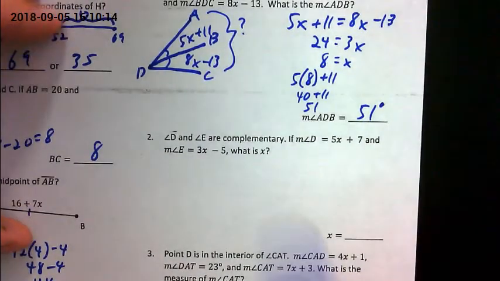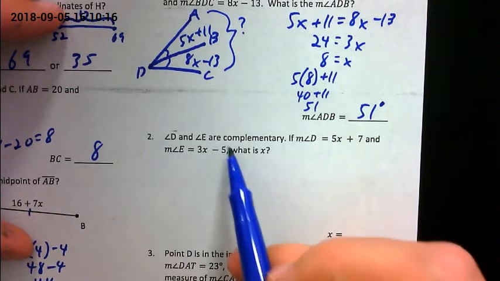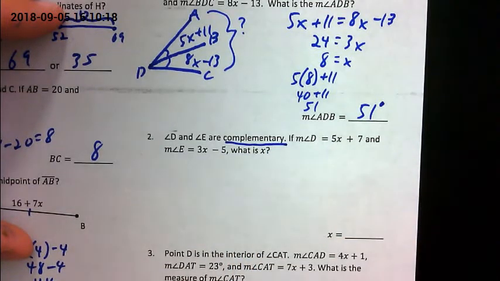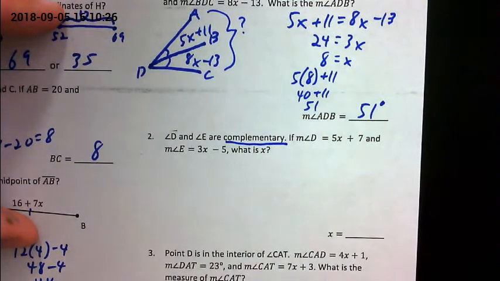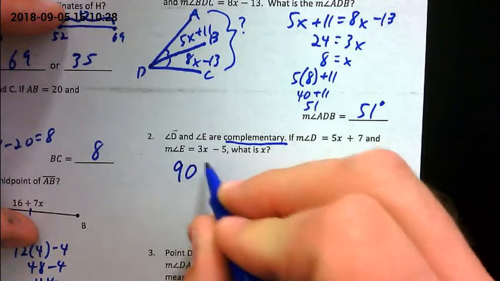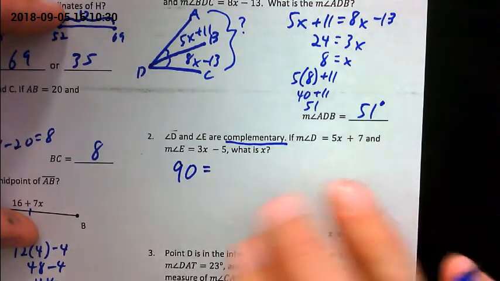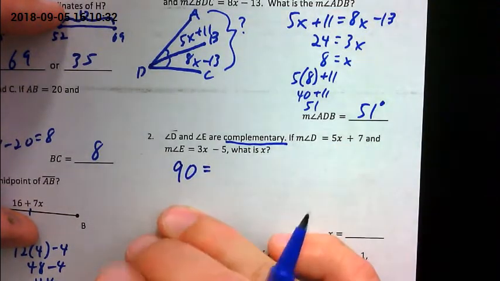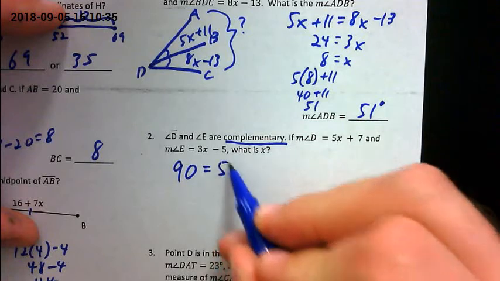On number 2, the key word here is complementary. What's complementary mean? Add up to 90. Now, you could draw a picture here if you want to, but really, you don't have to do a picture for this one. You know these two are complementary. They add up to 90. So, 90 equals these two values added together. It doesn't matter if you put the 90 first or at the end. You still end up with the same thing.